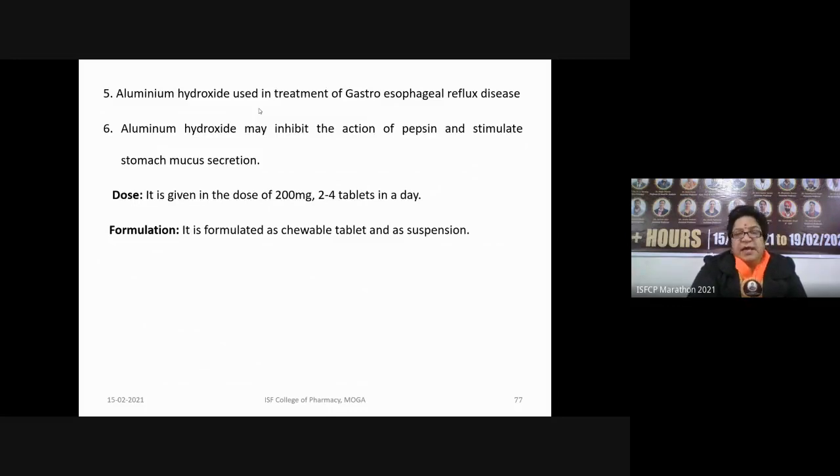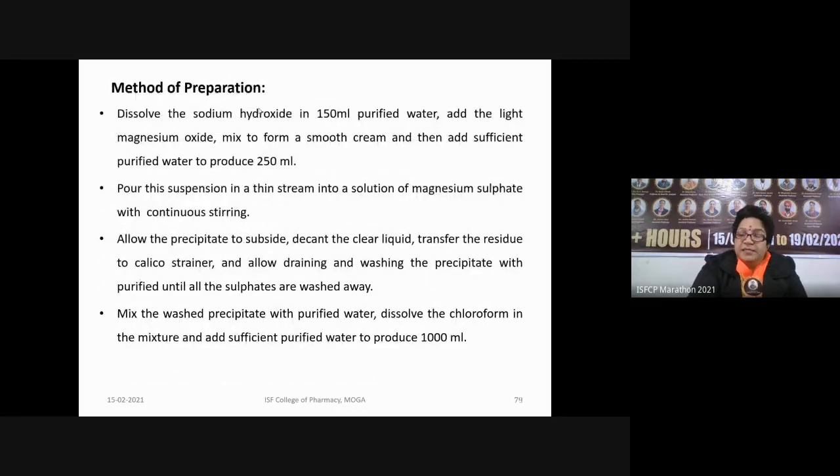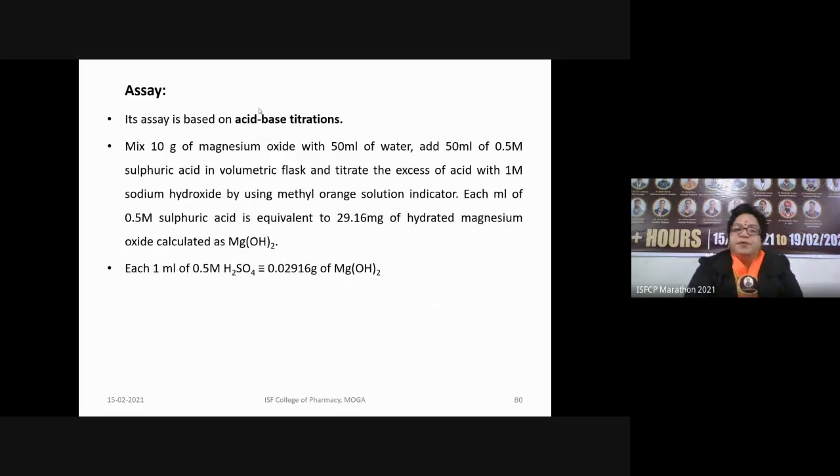Like this, magnesium hydroxide mixture is also known as milk of magnesia, and it is a mixture of magnesium sulfate, sodium hydroxide, light magnesium oxide, chloroform, and purified water up to the quantity sufficient. Then coming to its assay, it is assayed by simple acid base titration with sulfuric acid, and titrating the excess of acid with 1 molar sodium hydroxide using methyl orange solution as indicator. Each ml of 0.5 molar sulfuric acid is equivalent to 29.16 milligram of hydrated magnesium oxide.